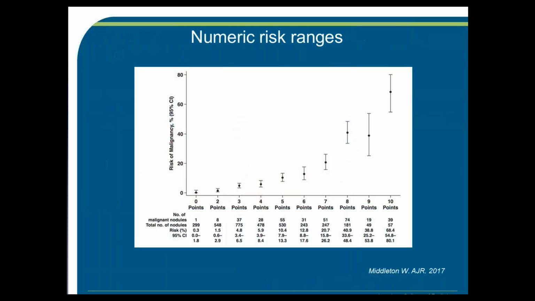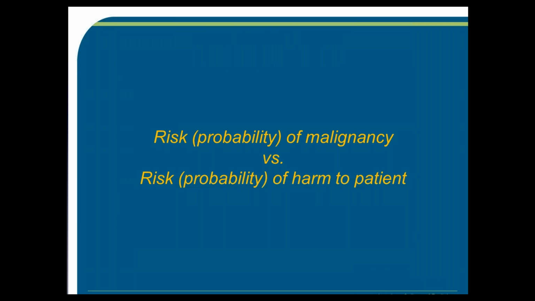One option would be to refer to numeric risk ranges. This is a part of the same figure that Jenny showed earlier from Bill Middleton's article in AJR, showing that as you go up in points, what the risks of malignancy are. And you can certainly choose to report these, but I think that could be misleading as well. That's because the risk or probability of malignancy is not the same as the risk or probability of harm to the patient. As Jenny mentioned earlier, thyroid cancer is different. So a risky nodule or a risky lesion in some other organ, say the lung or breast, is different as far as harm to the patient goes compared to a nodule in the thyroid gland.